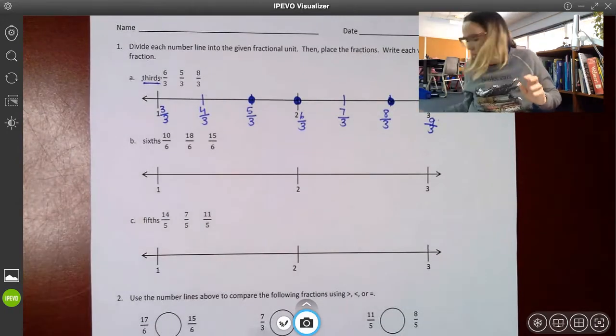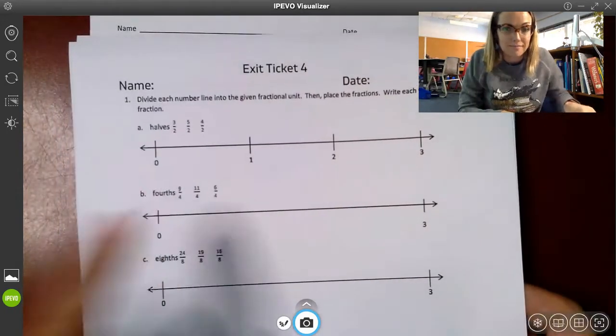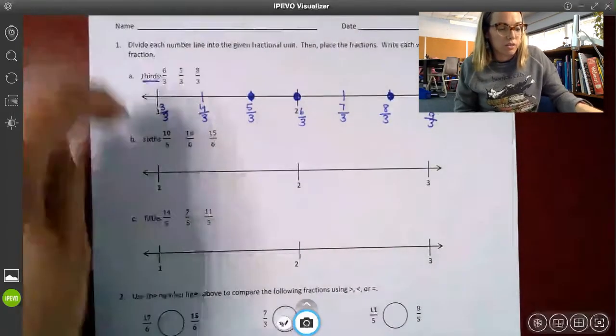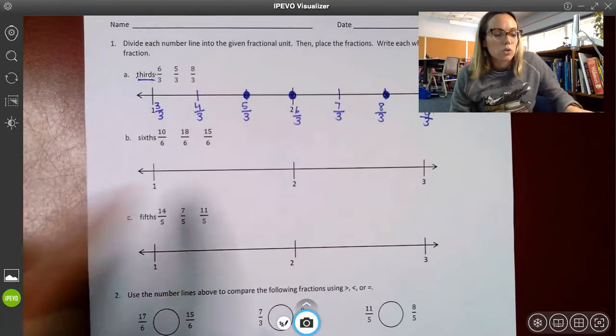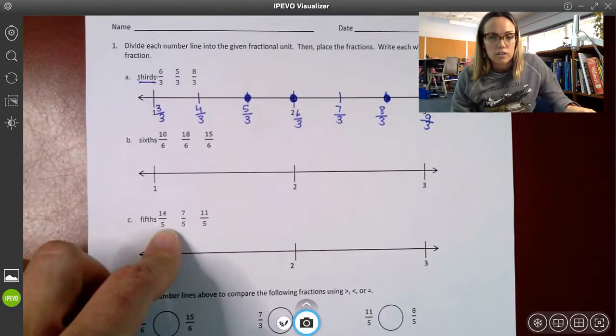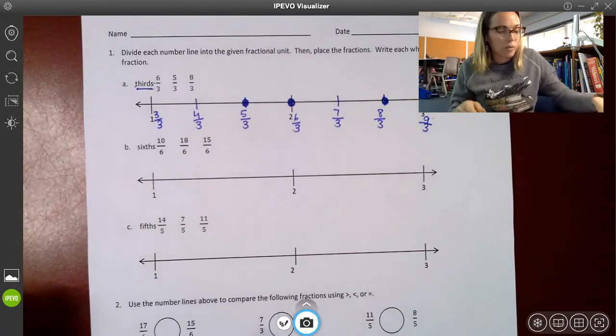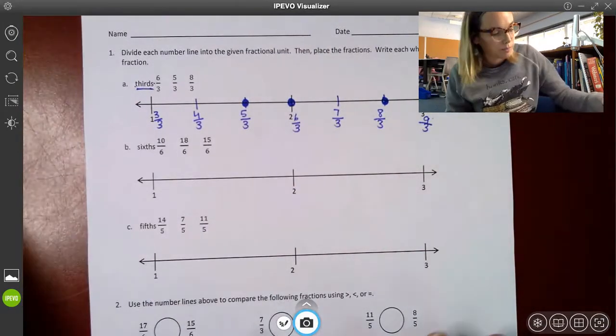This is very similar to your exit ticket. You're doing halves, fourths, and eighths, but I'm modeling with thirds, sixths, and fifths. So you do this first side first so that you can answer the back side. I'm going to zoom through this. I'm going to speed up the camera, but I'm going to model the rest of these.